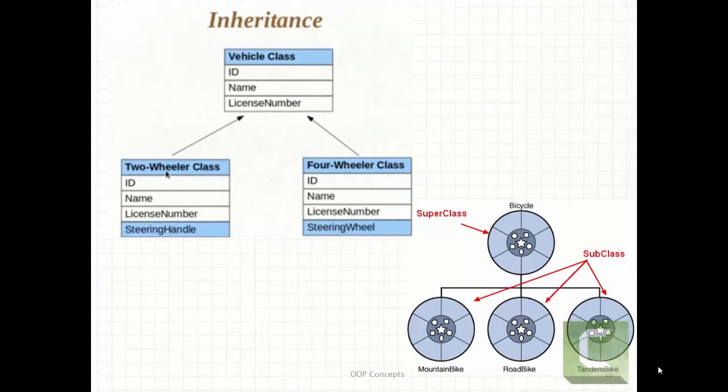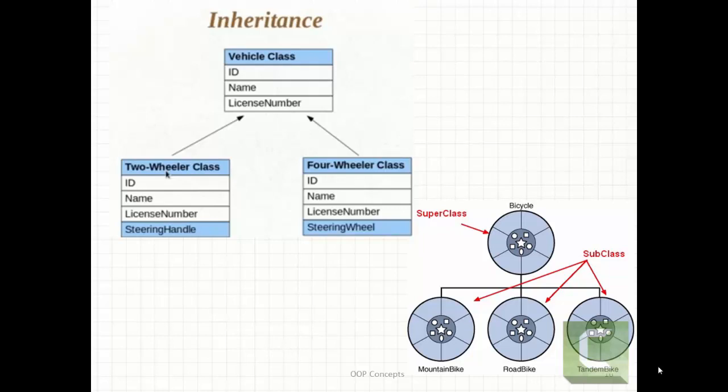Second concept is inheritance. Inheritance is the concept where you are deriving some properties from an existing object to make a new derived object. For example, if you see here, there is an object, that is the vehicle class. The vehicle class has some properties: ID, name and license number. There are two classes which are inheriting this base class: the two-wheeler class and the four-wheeler class.